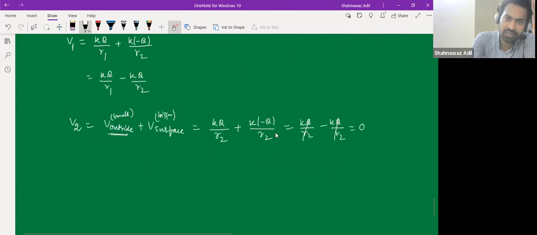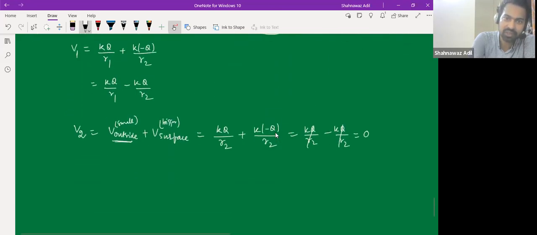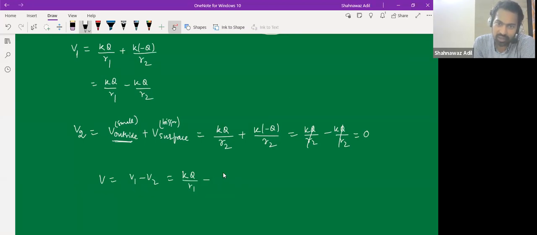Now let us calculate the potential difference. The potential difference is V1 minus V2, which is KQ by R1 minus KQ by R2 minus 0. So this is KQ by R1 minus KQ by R2. This is the potential.